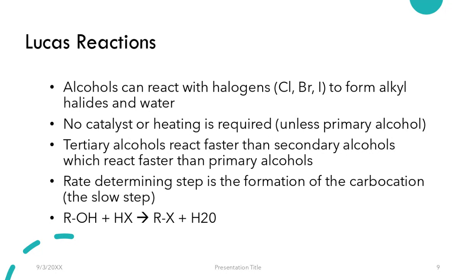So tertiary alcohols will react faster than secondary alcohols, which has to do with carbocations. You guys remember all that. And then secondary alcohols will react faster than primary alcohols. So the rate determining step in these reactions is the formation of the carbocation, which is the slow step. And the general equation is you have ROH, so your alcohol. It's going to mix with HX, which could be HCl, HBr, HI, to form an alkyl halide, RX, and water.